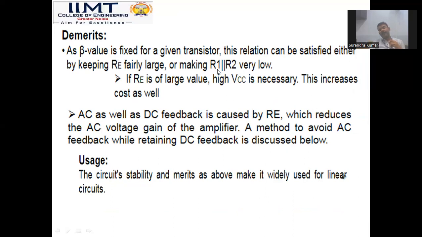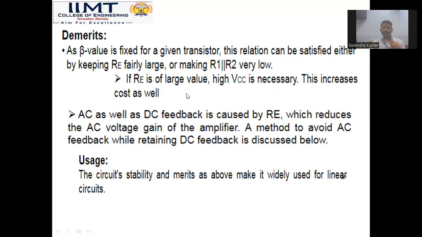So by having proper selection of R1 and R2, we will have a small value of this parallel combination of R1 and R2. If RE is of large value, a high VCC is necessary, and it will impact the overall AC voltage, which is not required.